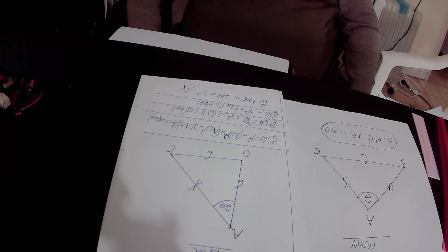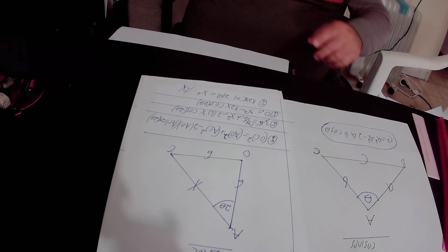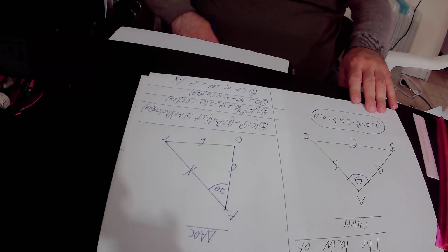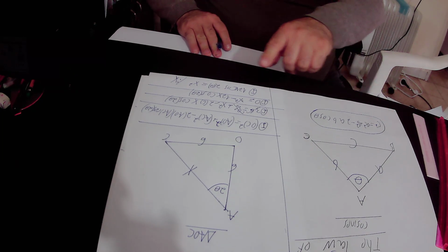So x is a length, it must be a positive number. It can never be equal to 0. And that is the reason that it is allowable to divide by x, because of the fact that x can never be equal to 0. We can divide this equation number 1 by x.